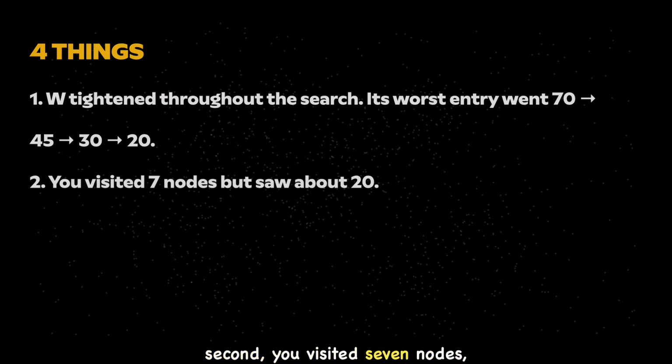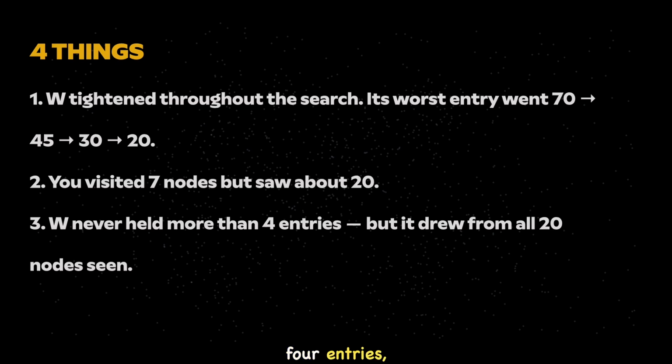Second, you visited 7 nodes but saw about 20. Every neighbor that could still improve your answer goes into the candidate queue. Seeing a node is cheap, one distance calculation. Actually visiting it and expanding its neighbors is what costs time. Third, W never held more than 4 entries, but it drew from all 20 nodes seen. W is not any single node's neighbor list. It is a running best across the entire journey, fed by every node you have passed through.